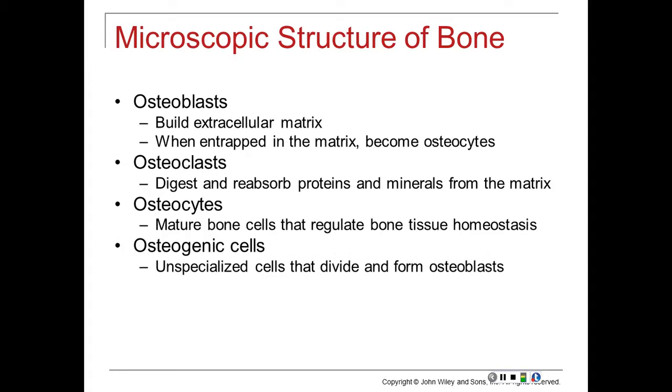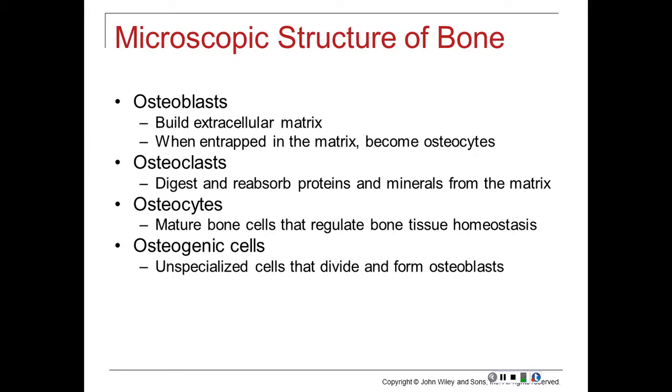So there's a couple different types of cells that we would find in microscopic bone. You have those osteoblasts, as I mentioned, those are the bone builders. Eventually they become entrapped in the matrix, and then they're termed osteocytes, so they kind of build a little calcium nest around themselves and are then called osteocytes.